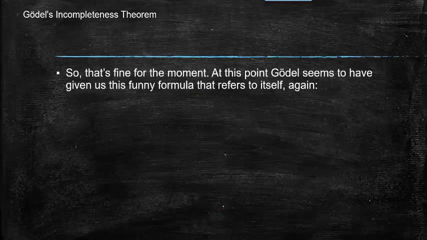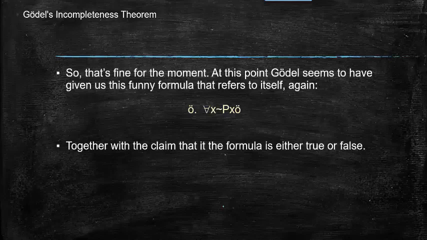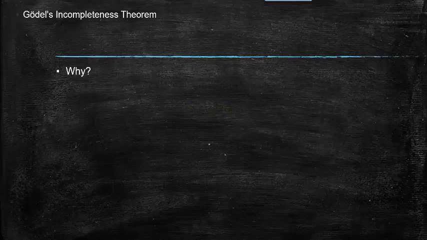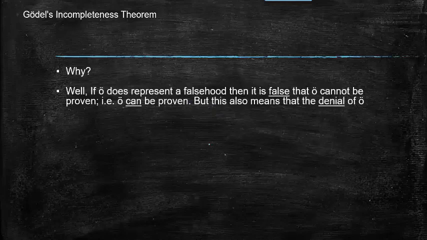At this point, Gödel seems to have given us this funny formula that refers to itself. Again, for all x, it's not the case that x proves U, together with the claim that the formula is either true or false. The thing is, it turns out that either way he will have made his point. Why? Well, if U does represent a falsehood, then it is false that U cannot be proven, which of course is to say that U can be proven.